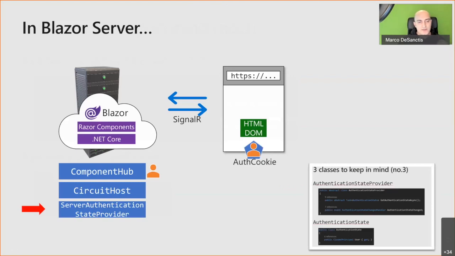It's called the Server Authentication State Provider. And the only thing that we need is making sure that we can retrieve this. So the Component Hub needs to retrieve its current claims principal and set it in the instance of the current scope of the Server Authentication State Provider, and that's it. So it's a very simple implementation. It just exposes a set authentication state method, and that's how basically Blazor Server is capable of retrieving the current principal of the application.